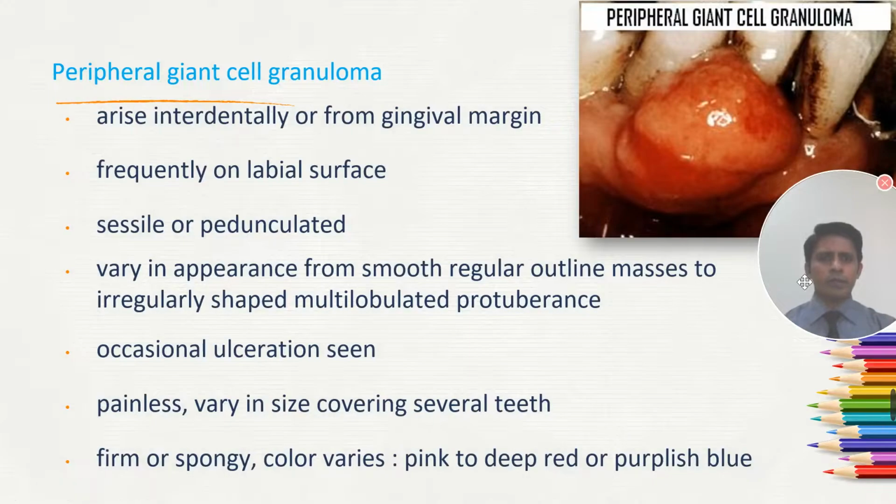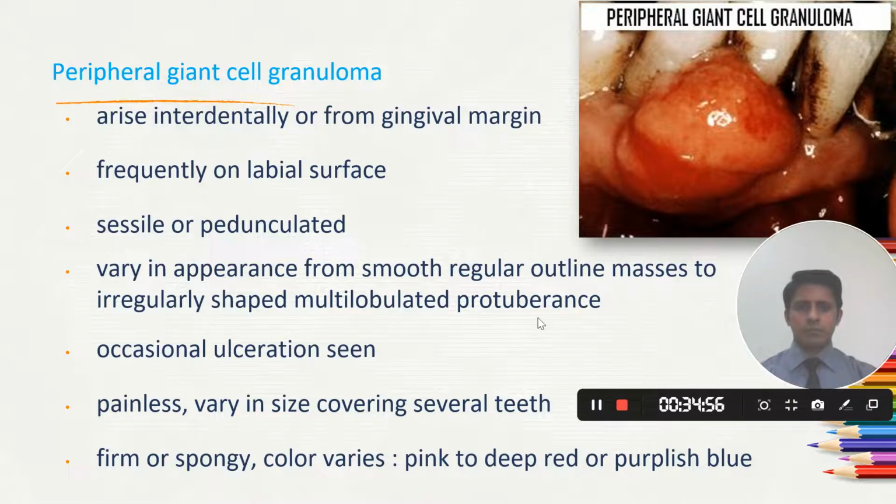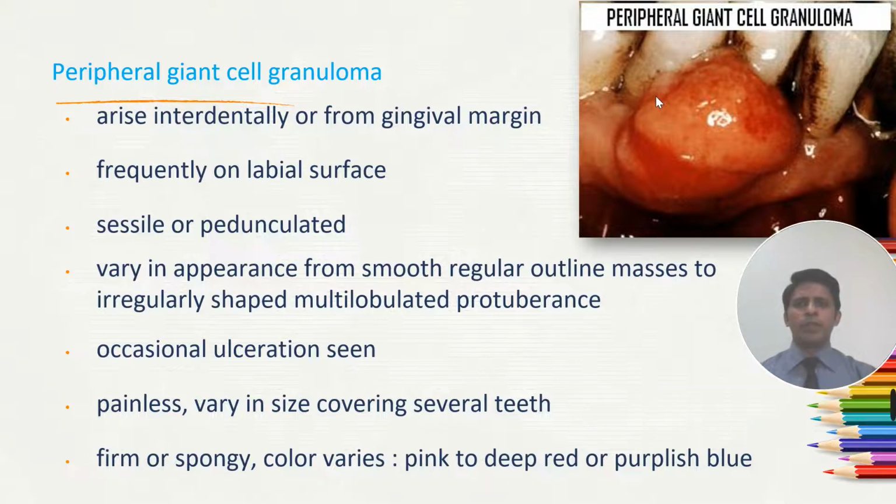Coming to peripheral giant cell granuloma, it arises interdentally or from the gingival margin. It is frequently present on the labial surfaces. It is sessile or maybe pedunculated. It varies in appearance from smooth regular outline masses to irregularly shaped multilobulated protuberances. Occasionally ulcerations may be seen.